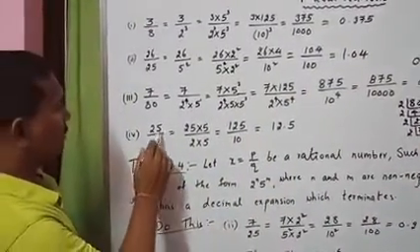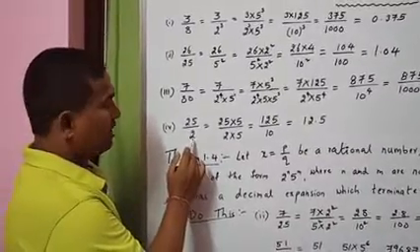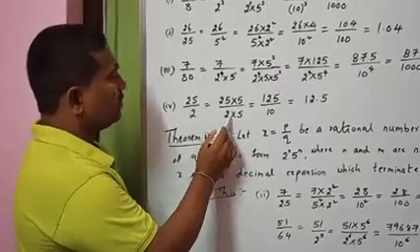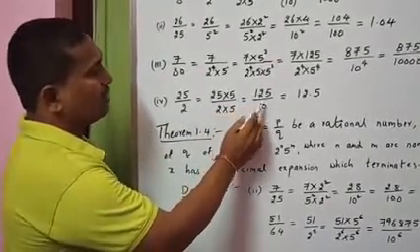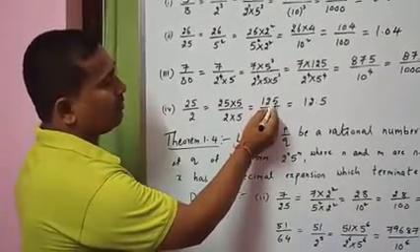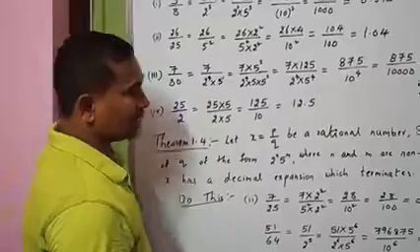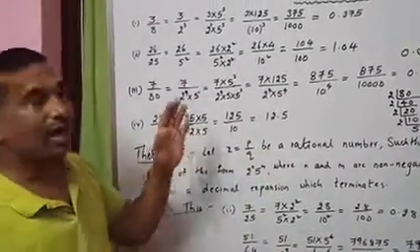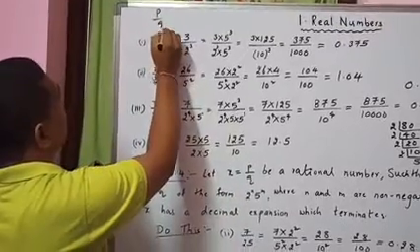Now see here 25 by 2. The denominator is 2, so to make this denominator a power of 10, multiply with 5. 2 into 5 is 10, and 25 into 5 is 125. Here the denominator has only 1 zero, so 1 digit before the point. 5 is before the point. 12.5.